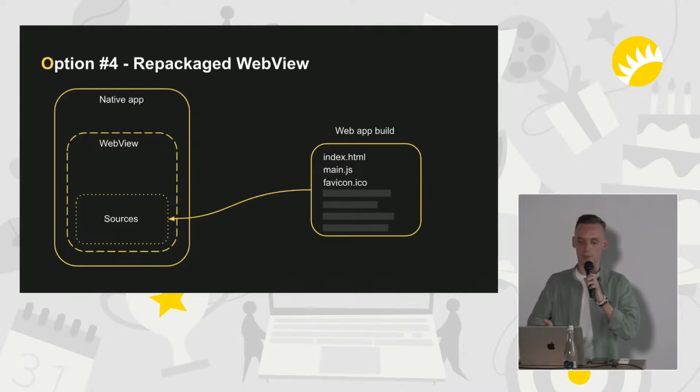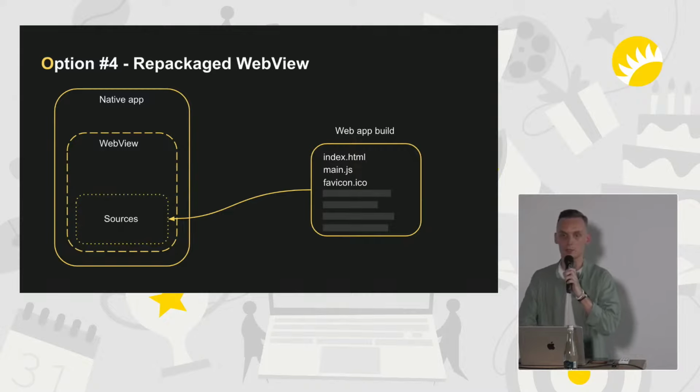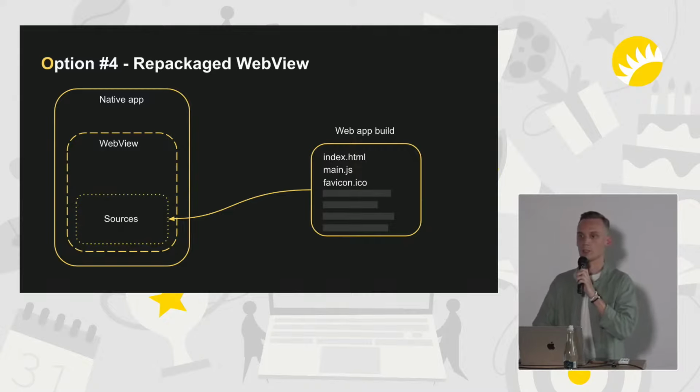So to keep the fastest and cheapest option, but to avoid the previous option's concerns, we can use the first option, repackaged WebView. Instead of opening the web application via a link, we can open the web application itself using the web application sources. And using Apache Cordova plugins, for example, we can communicate with native APIs.